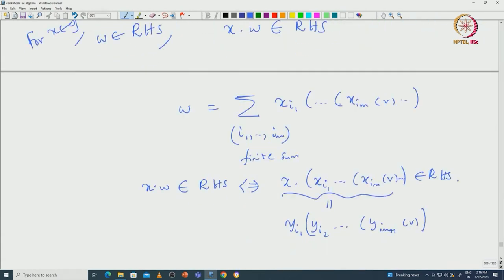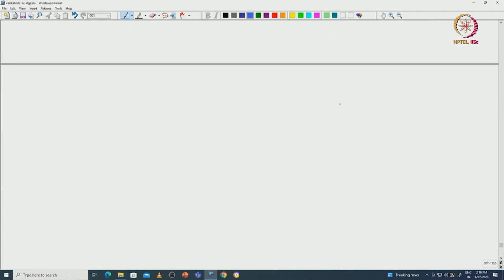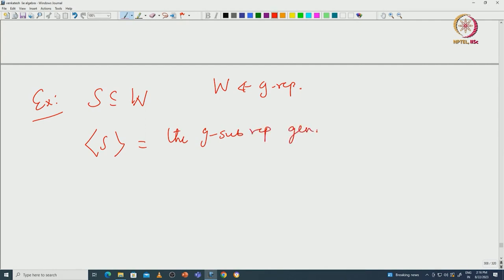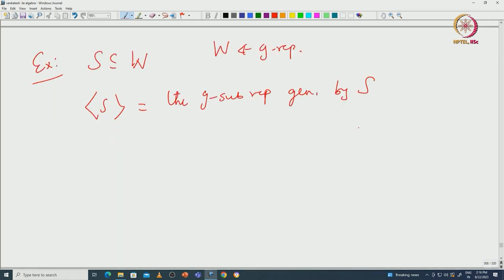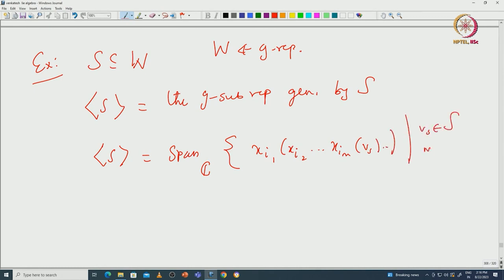Okay, so it is not hard to generalize this exercise to other subsets. For example, if you take S to be just a subset of W, where W is a given G representation, then what will be the sub-representation generated by this S? So this will be just all possible combinations. Okay, you take the span over C, and then you apply x_i1 x_i2 etcetera x_im on some v in S, where v is also varying, and this m is also varying, and this i1 etcetera im are also varying. Okay, so in that way you will be able to get all the elements of the G sub-representation generated by capital S.